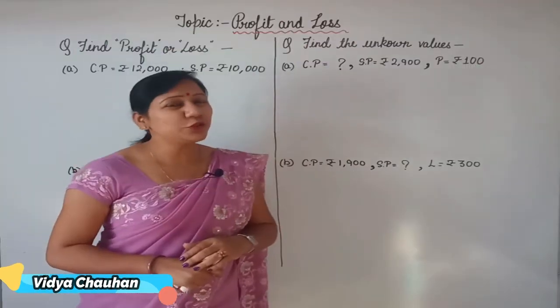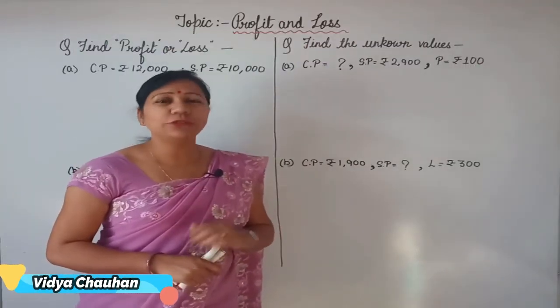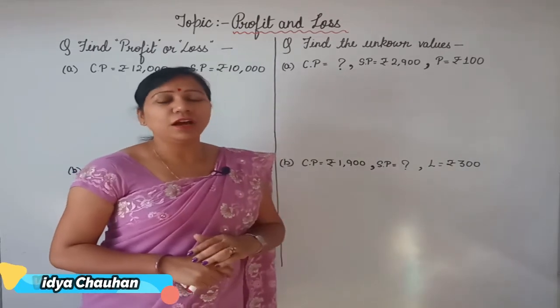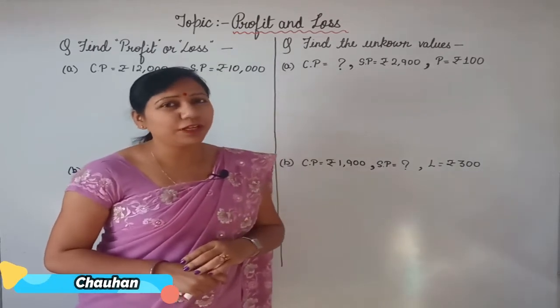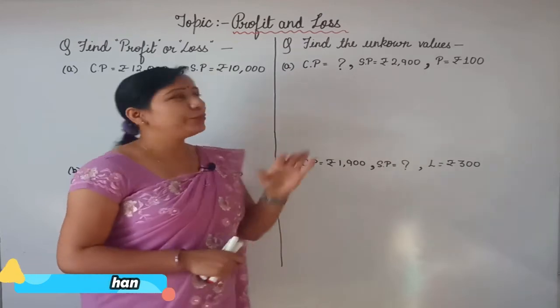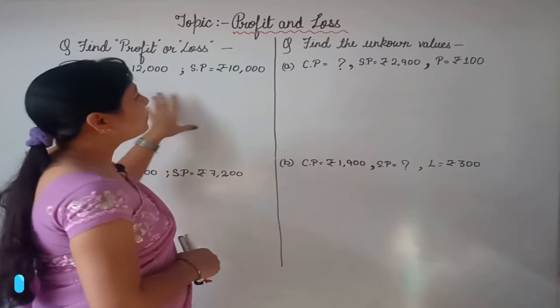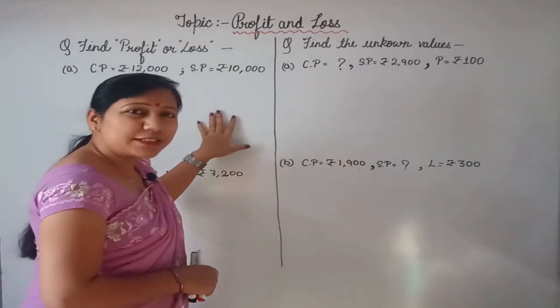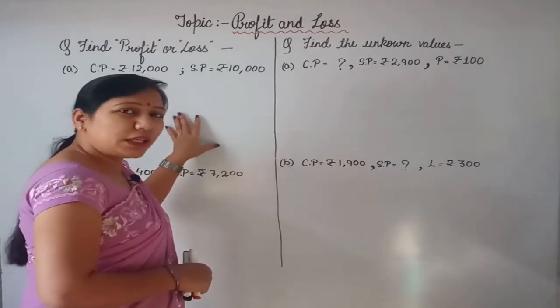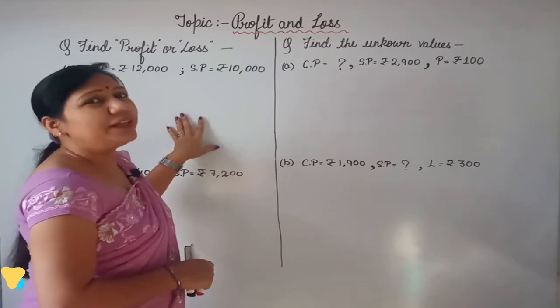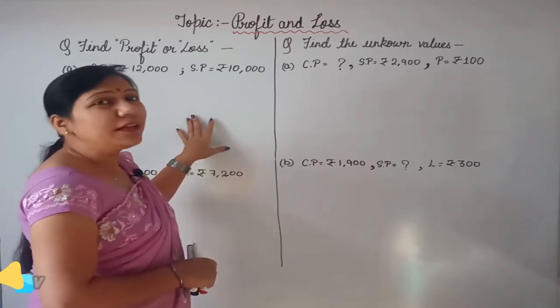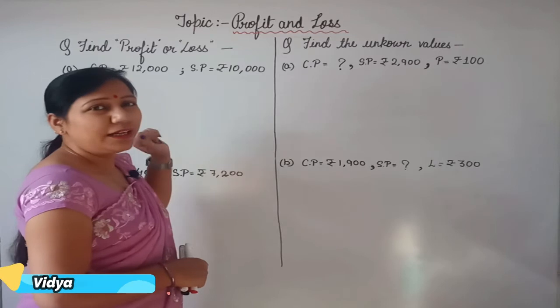exercise. Now students, in continuation with the learning and understanding related to profit and loss, let's continue with the questions related to profit and loss. Here I have taken some questions from your book exercise, and let's check out what things are given and how to find the unknown values using the formulas of profit and loss.